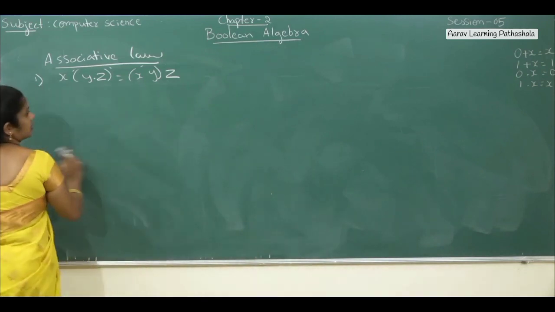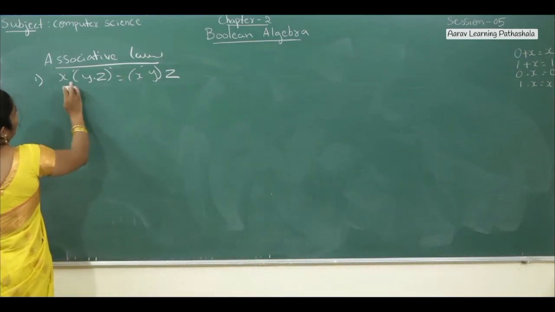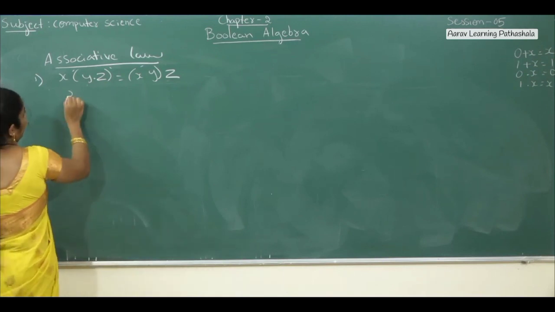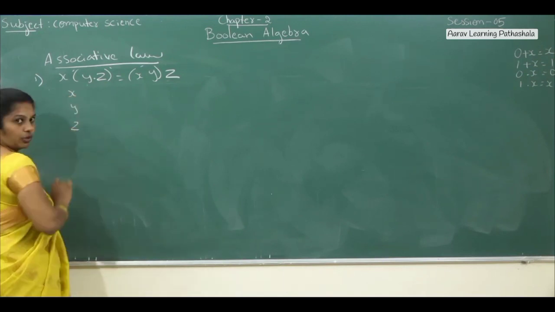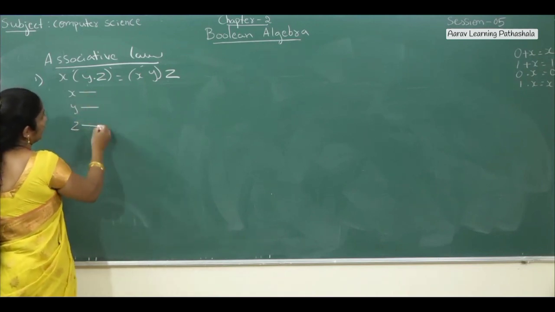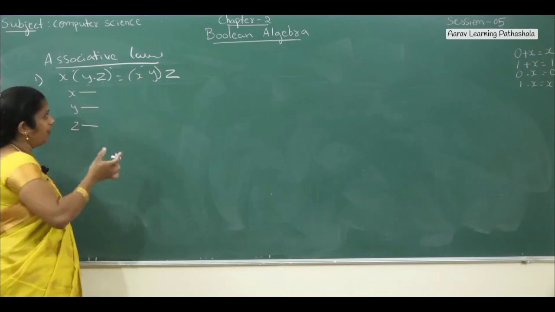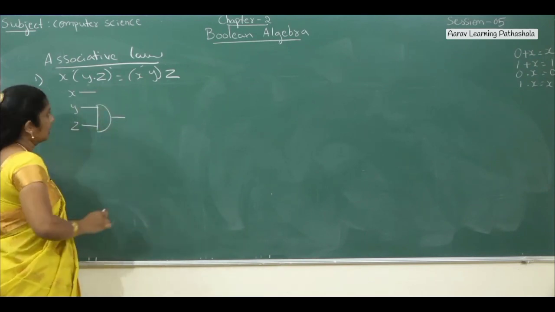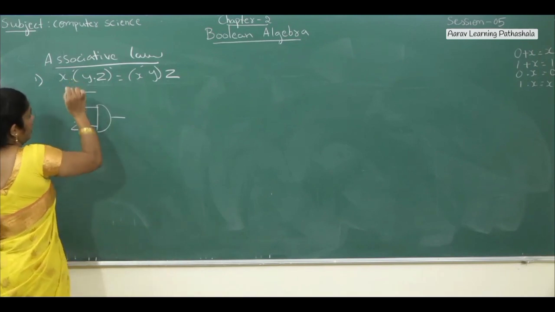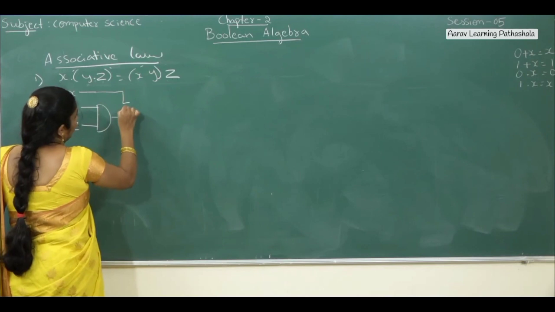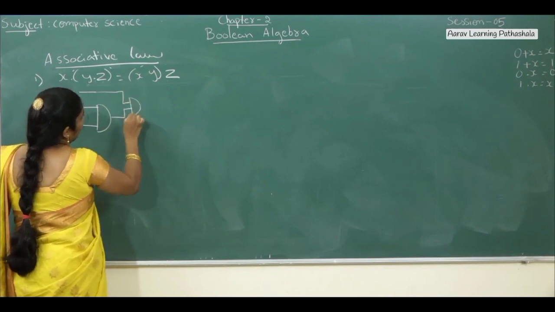Now, say this one, x into yz. While writing the circuit diagram, first I will take x, y, and one more is z. X, y, and then z. But between y and z we have a dot operator, so the D shape will be taken. These two are connected. If you don't have any variable, consider it as a dot operator. Then connect it once again with a D shape.